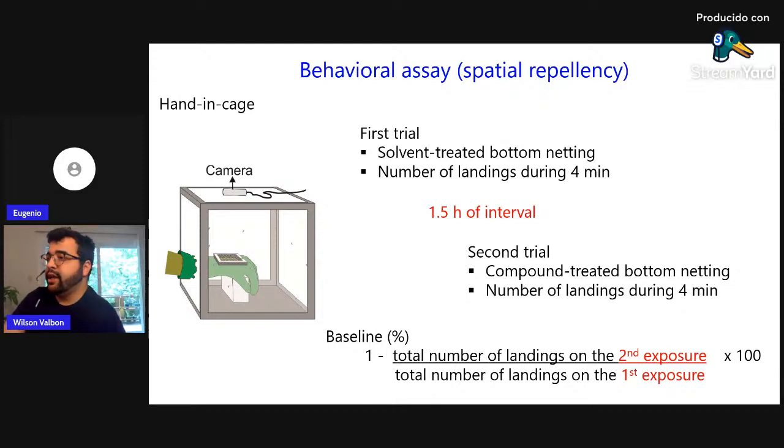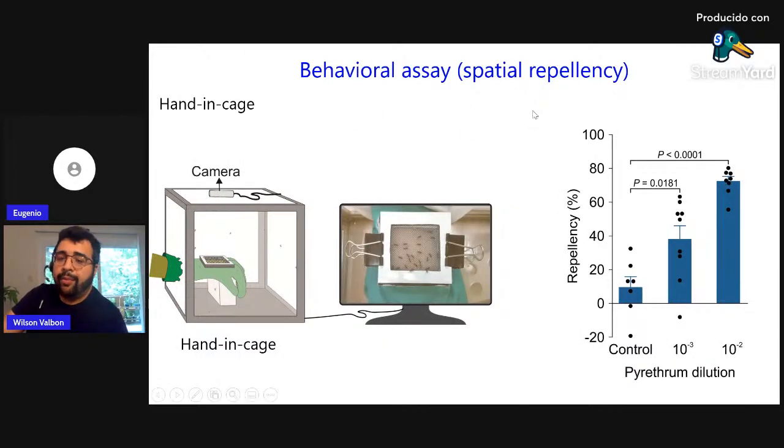In our laboratory, we started this repellency project 5 or 6 years ago. I wasn't here at that time. Kerr was in Michigan and I was in Brazil. I was not thinking of coming to the US yet, and she started this project over there, and she used this spatial repellency assay to measure the repellency of Pyrithione extract. Here is just a picture to see the setup, and here you have the output. On the x-axis we have the treatments: control, and a Pyrithione dilution of 10 to the minus 3 and 10 to the minus 2. On the y-axis we have the repellency index as a percentage, the percentage of repellence.